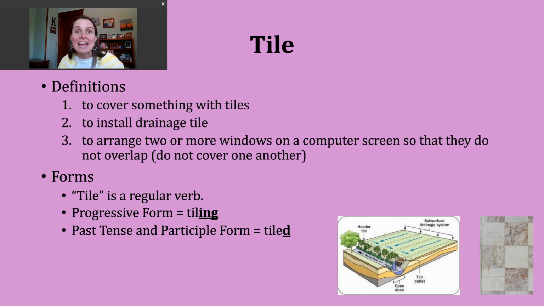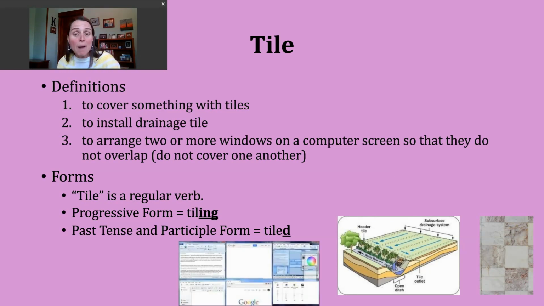But again, we're talking about the process of creating this system of drainage. A third and more modern way you might hear tile used is in connection with computers and different screens. So if you have two or more windows, two or more programs open on a computer screen, you can arrange things so that they don't overlap. I'm someone who uses Alt-Tab a lot to switch between screens, but you might be able to do something that looks like the third picture on the bottom of my screen here.